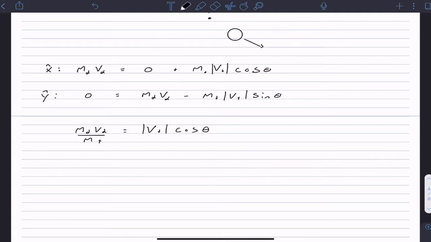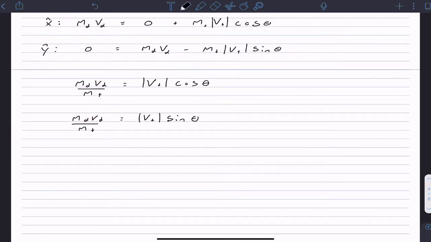Now we have two unknowns in one equation. Well, let's just use the other one then. So first I used this here, and now I'm using this one here. So m alpha v alpha is equal to m nucleus v nucleus sine of the angle. Now look, this is the same as this, so we can set those equal to each other, and we get something pretty apparent. These cancel. This is going to be 1 equals tangent theta.